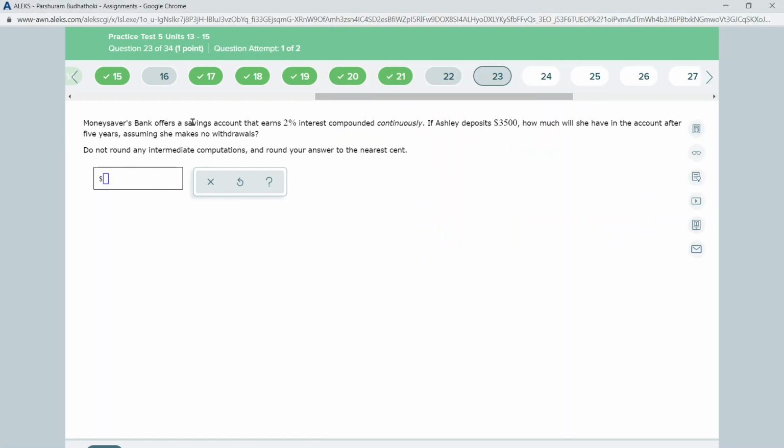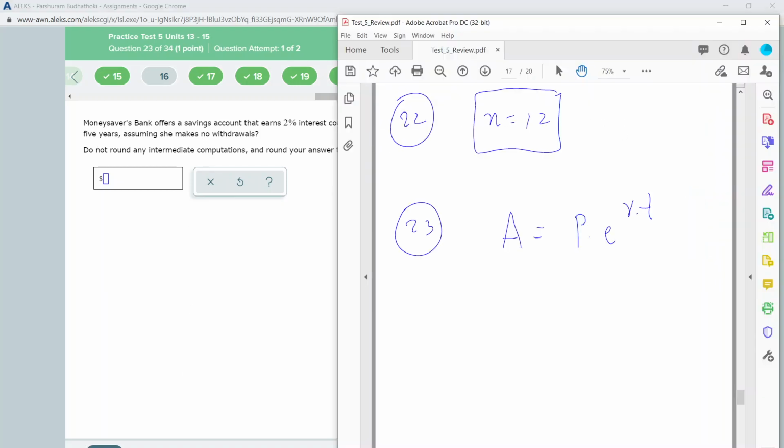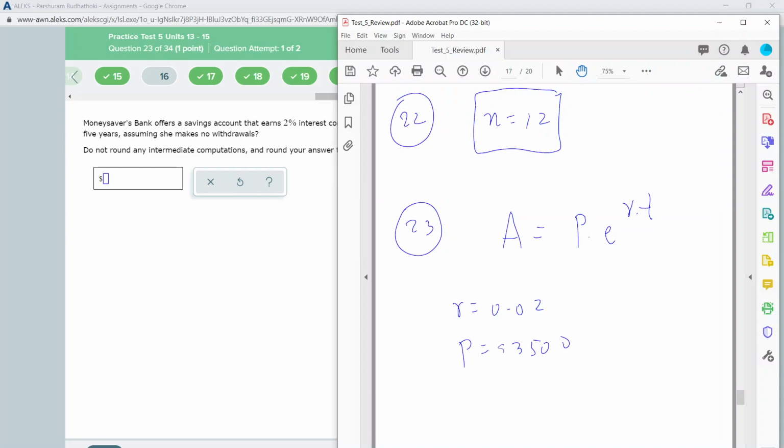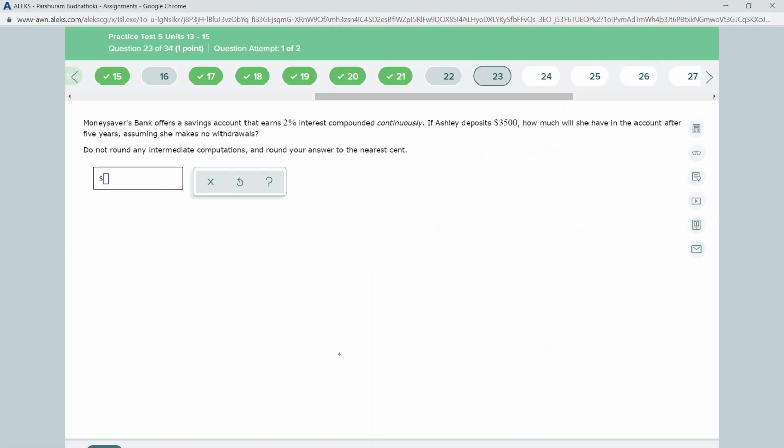Money Saver Bank offers a saving account that earns 2% interest compounded continuously. If Ashley deposits 3,500, how much will she have in the account after 5 years? So using this formula, the interest rate is 0.02, that's 2%, and the principal is 3,500, and time is given, 5 years. How much will you have after 5 years?